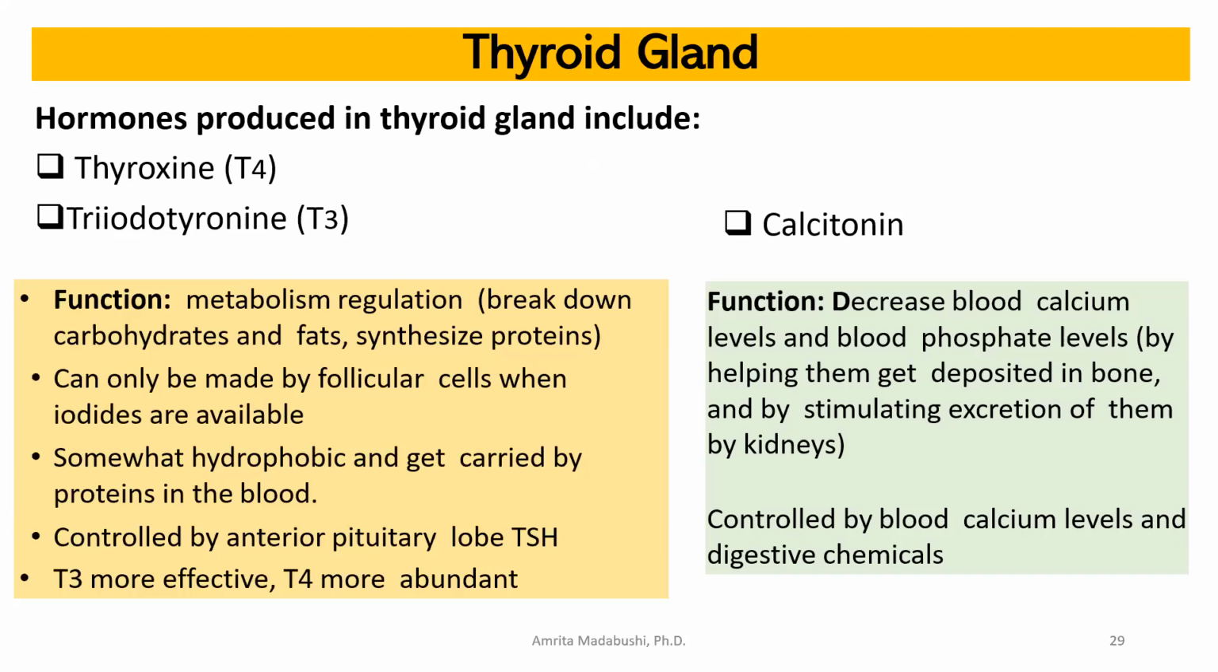So what does the calcitonin do? Well, the orange one is all the T4 and T3, and the calcitonin is this green one. It decreases blood calcium levels and blood phosphate levels, and it is controlled by blood calcium levels and digestive chemicals. There is a feedback loop that can make it increase more. So essentially, the hormones are not just acting unidimensionally. They are not just being produced. There is also a feedback mechanism that helps to stop or increase production.